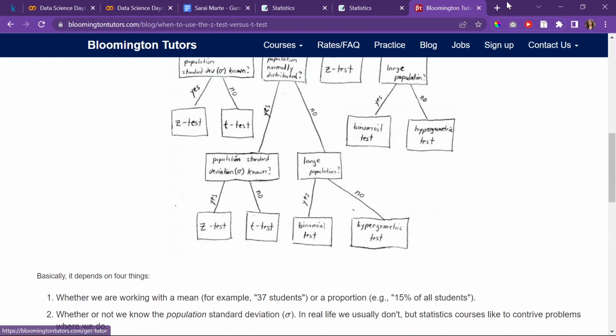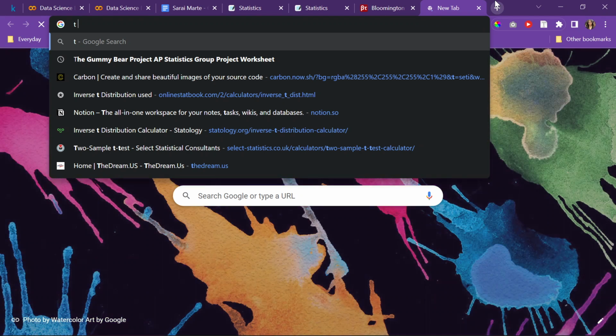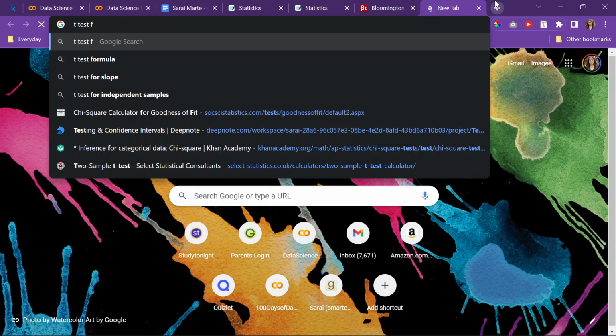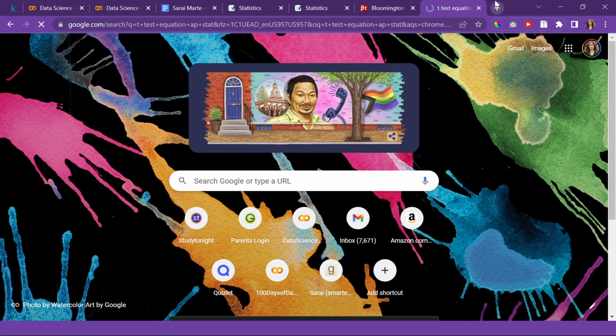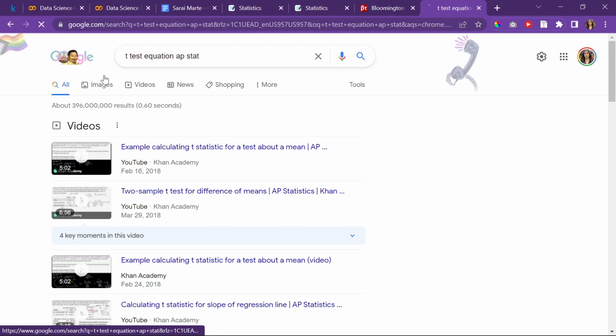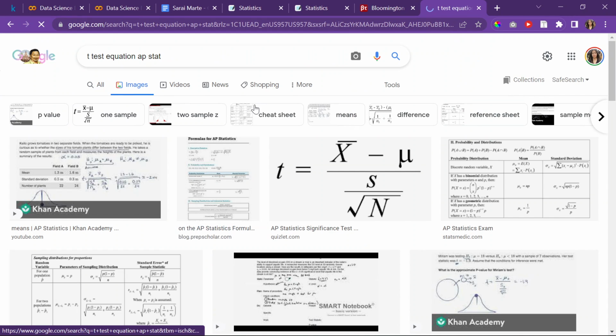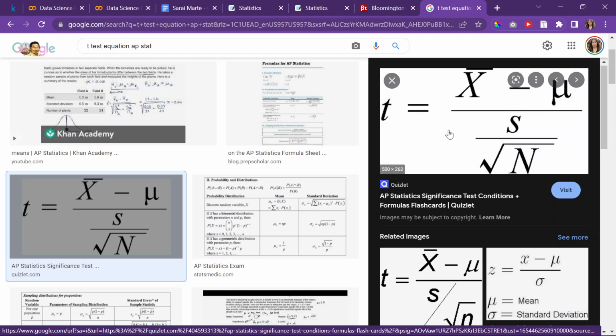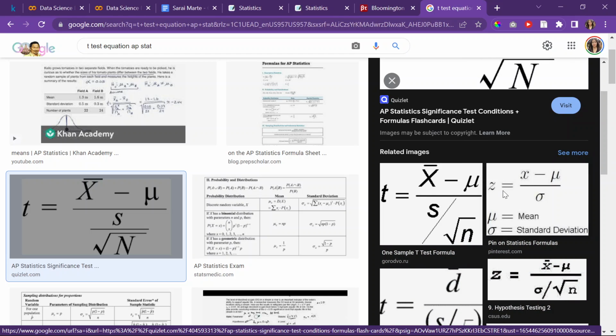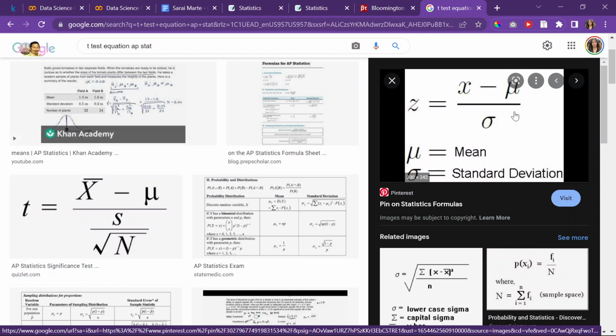Trying to think. T-test equation AP stat. Because sometimes if you just search it up, it gives you a weird thing. I need the AP stat version. There we go. See, but that's weird though. Isn't that Z? Look at that. Z is equal to x minus mu over sigma.